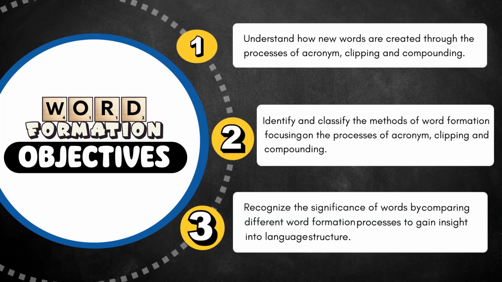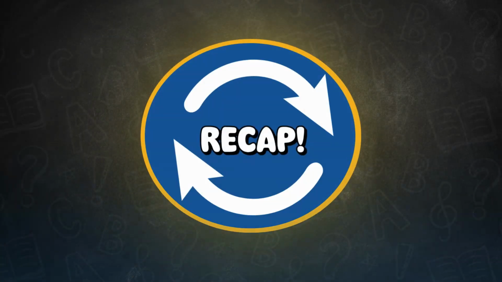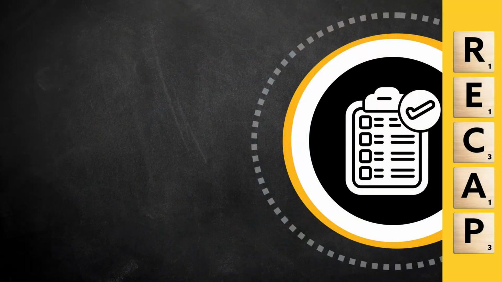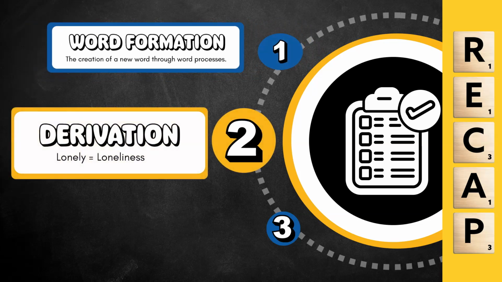Now that we have stated our objectives, let's have a recap of our last discussion. From the last discussion, you have learned about word formation, which is the creation of a new word through word processes. Lonely transformed into loneliness with just an additional word ness, with the magic of derivation, which is the creation of another word through affixes.